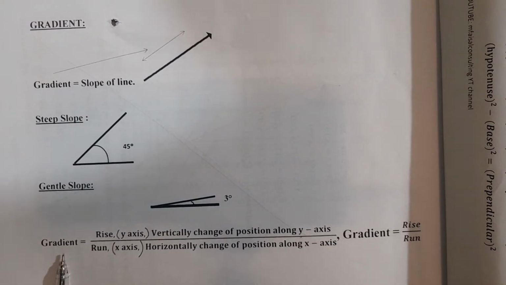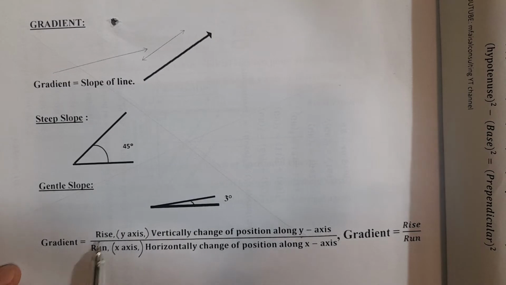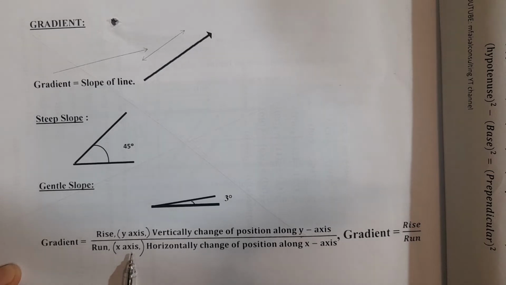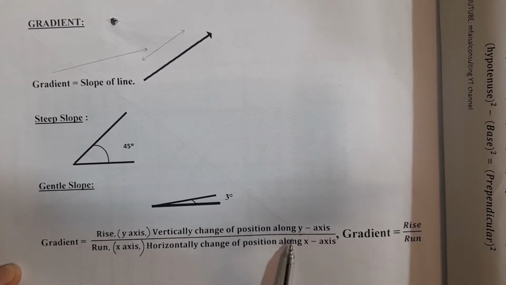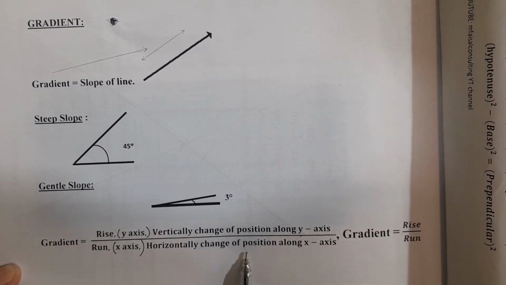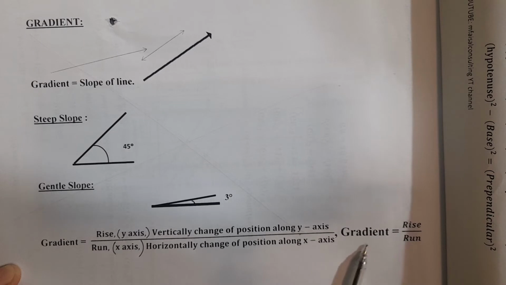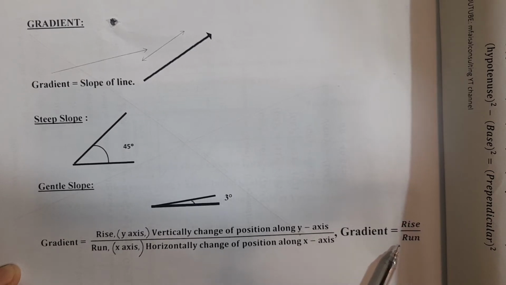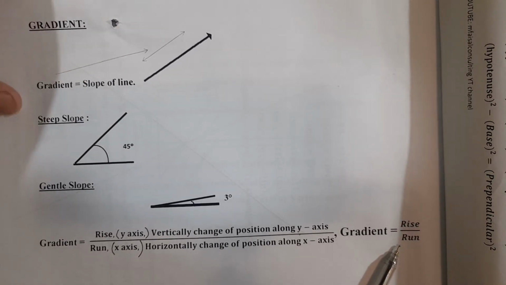The definition of gradient is rise divided by run. Rise is along the y-axis and run is along the x-axis. So rise is basically the vertical change of position along the y-axis and run is basically the horizontal change of position along the x-axis. So gradient is equal to rise divided by run.